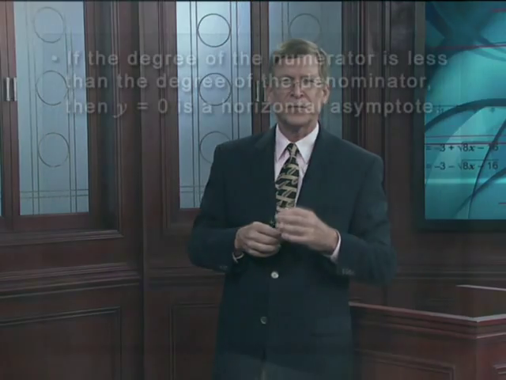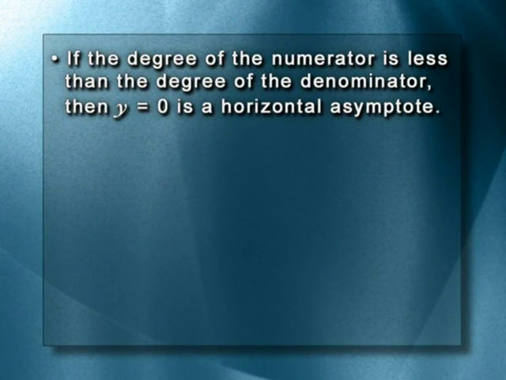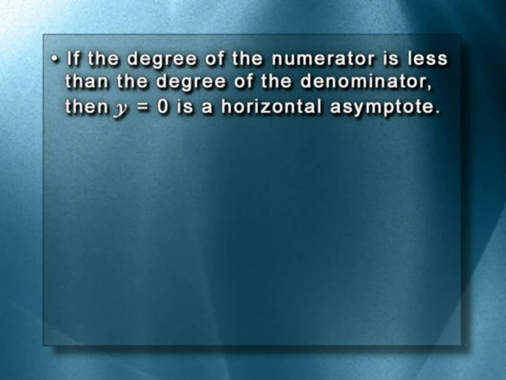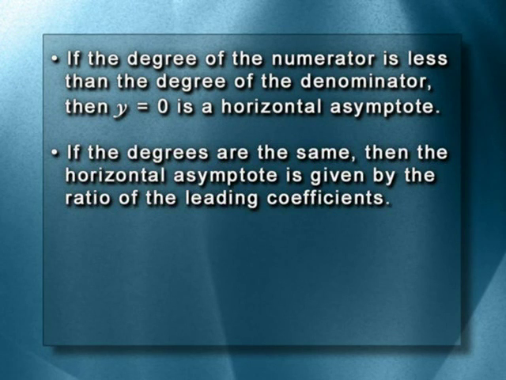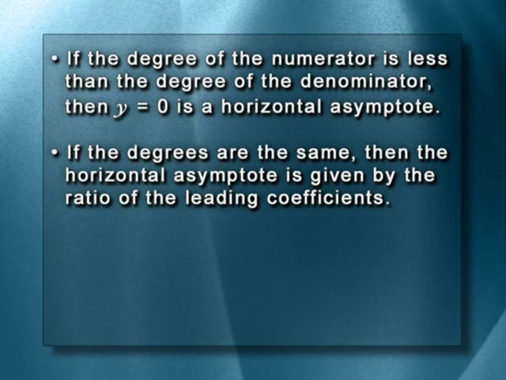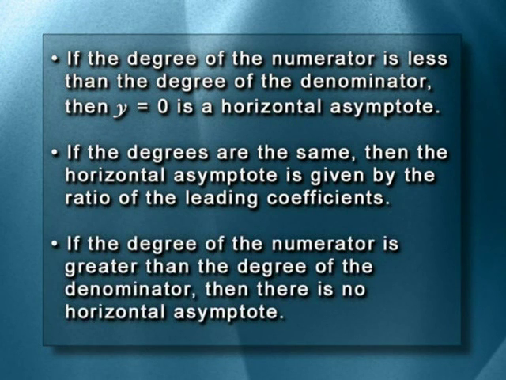So what's the summary of our rules for horizontal asymptotes of rational functions? If the degree of the numerator is less than the degree of the denominator, y equals 0 is a horizontal asymptote. If the degrees are the same, then the horizontal asymptote is given by the ratio of the leading coefficients, in that example, 2 over 3. And if the numerator has a greater degree than the denominator, then there's no horizontal asymptote.